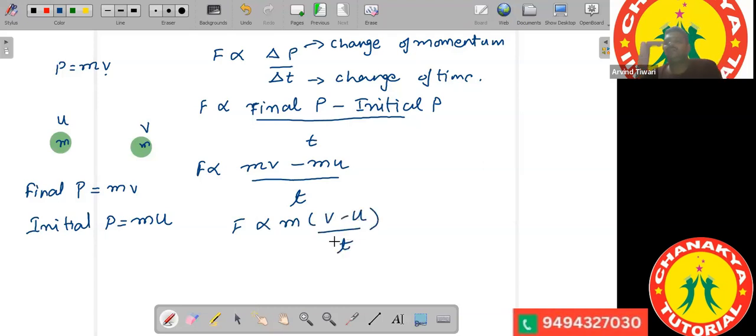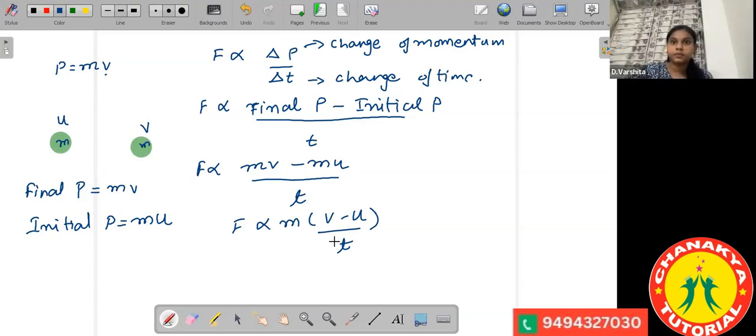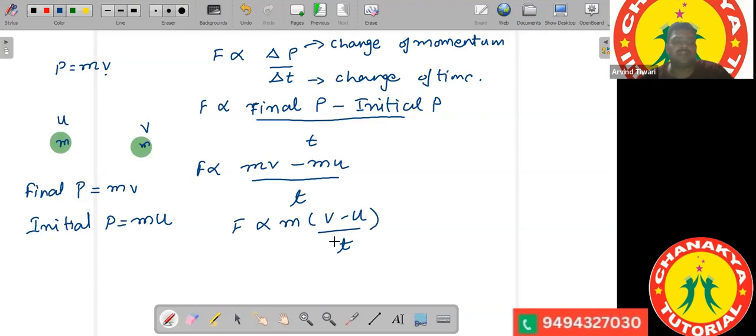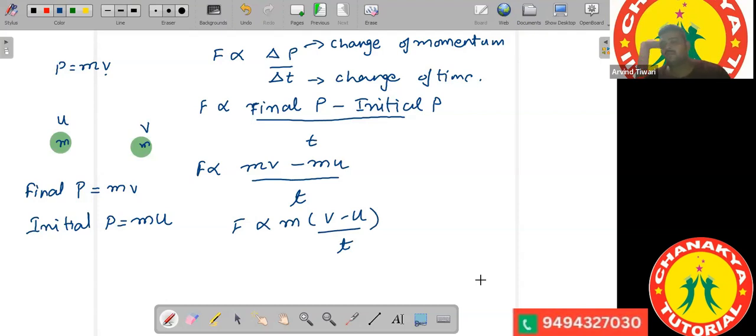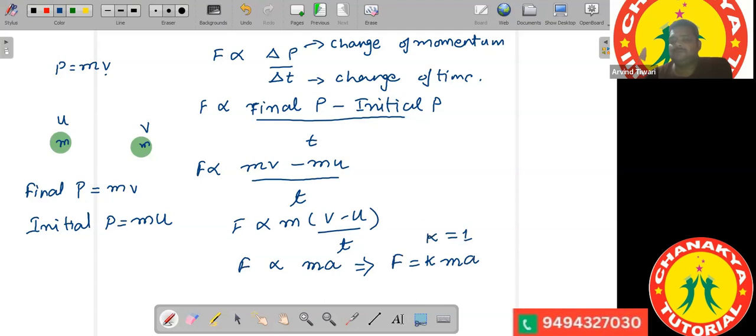So this quantity, what is this v minus u over t? What do we call this quantity? Acceleration. Yes, it is known as acceleration, and hence we can write force proportional to mass times acceleration. If we remove the proportionality and introduce an equality sign, I can write force equal to a constant multiplied by mass times acceleration. The value of this constant is calculated to be 1. It is taken as 1. So force is equal to mass times acceleration.